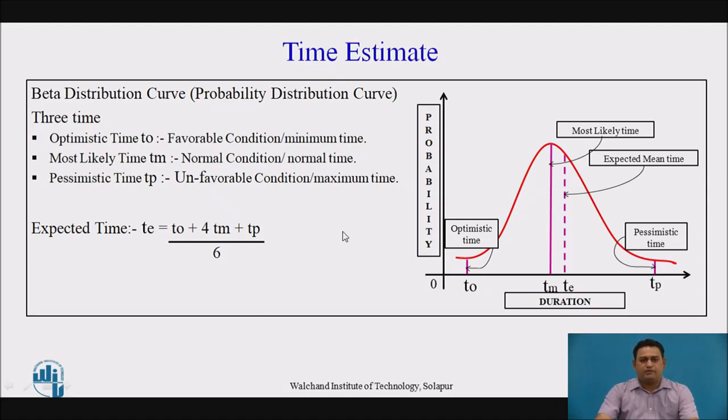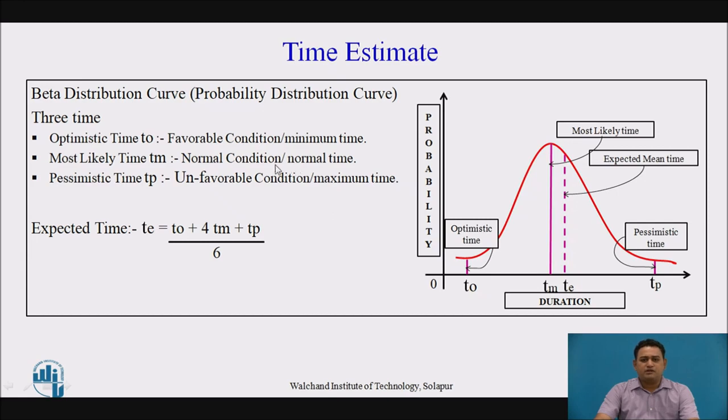And the most likely time is a time when the condition is a normal one, and it is the normal time required for the completion of the particular activity. And the pessimistic time is a time when the condition is unfavorable, and it is the maximum time required for the completion of the particular activity.